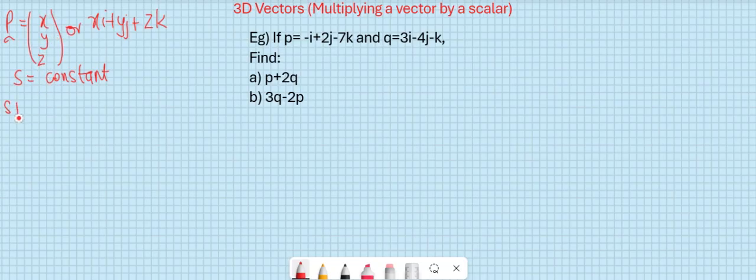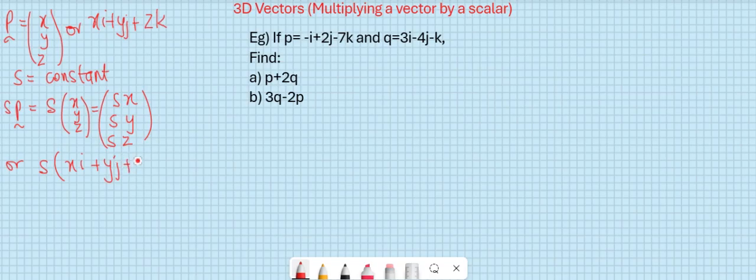So our SP is going to be S times (x, y, z), and this will give us (Sx, Sy, Sz), or S times xi plus yj plus zk, and this will give us Sxi plus Syj plus Szk.